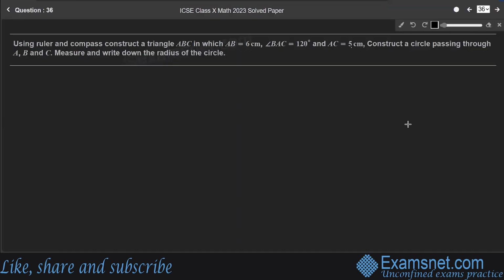Question 36. Using ruler and compass, construct a triangle ABC in which AB is 6 cm, angle BAC is 120 degree, AC is 5 cm. Construct a circle passing through A, B and C points. Measure and write down the radius of the circle. Students, here we have 3 steps. So first step is to construct a triangle ABC, right? 2 sides are given and angle between them is 120 degree. So using these data, we need to construct a triangle.